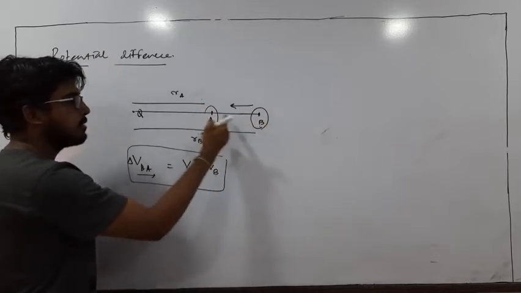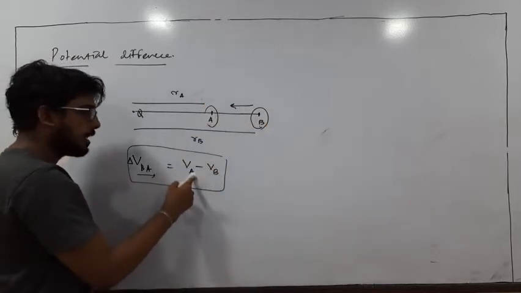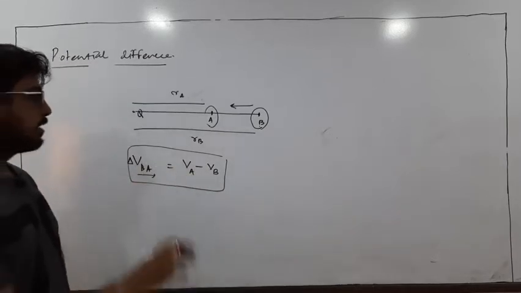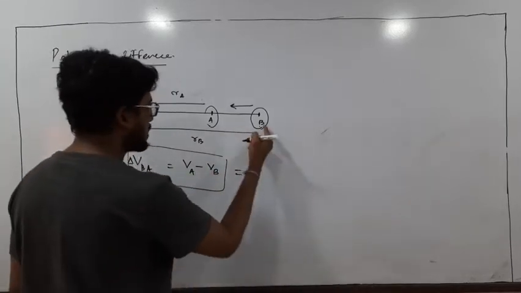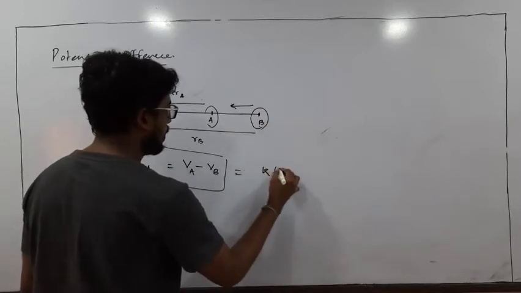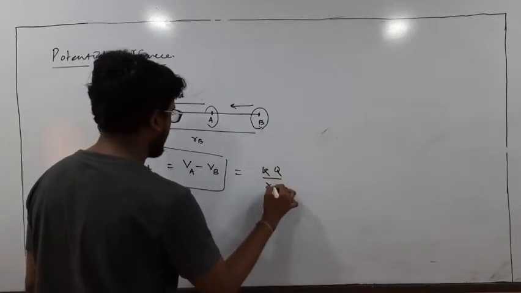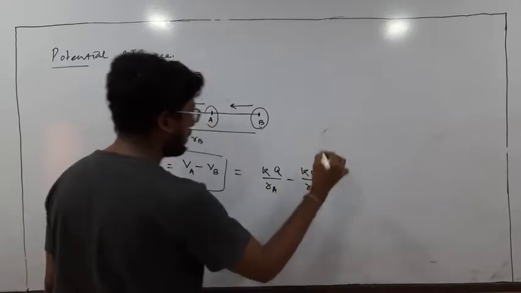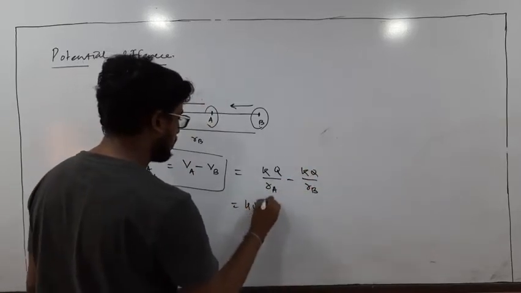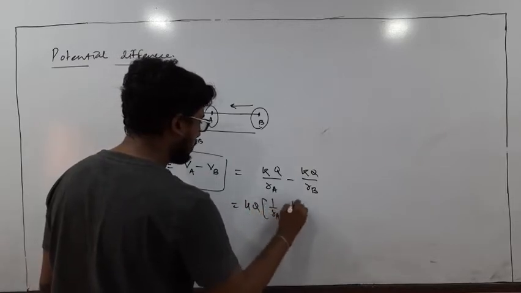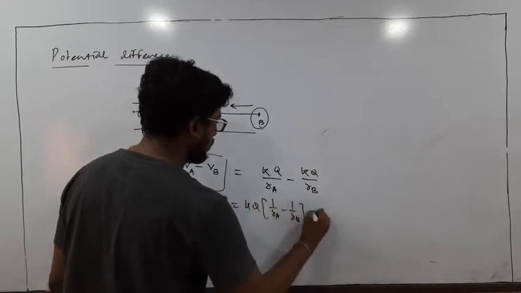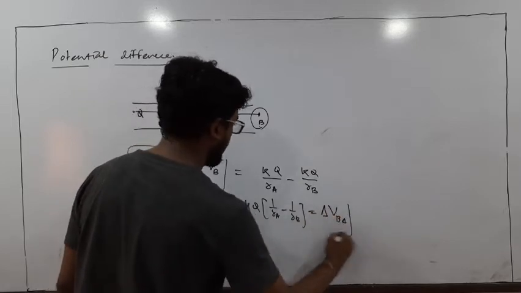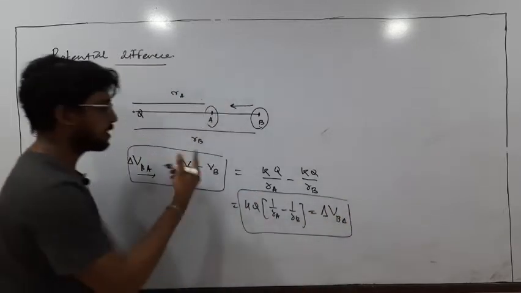So the potential difference between B and A will be the potential at final position A minus the potential at initial position B. So this can be written as: the potential at A is KQ by R A, minus KQ by R B. So this can be written as KQ into (1 by R A minus 1 by R B). So this will be the potential difference when someone moves from B to A. Clear? So this is known as the potential difference.